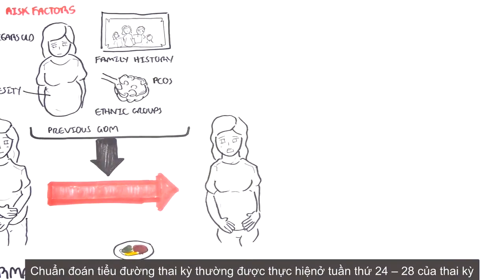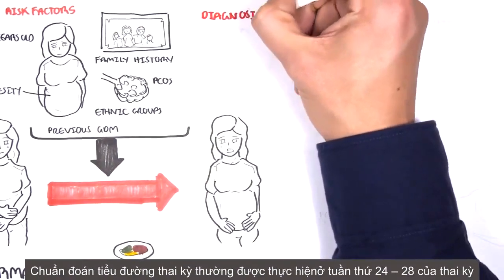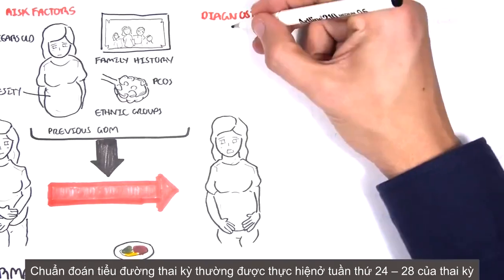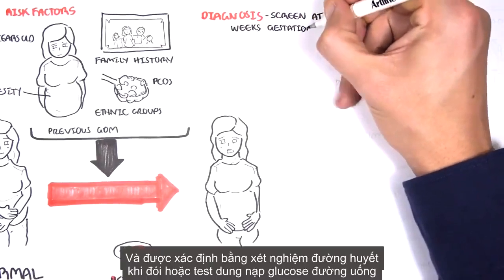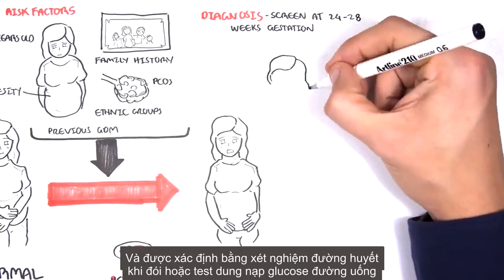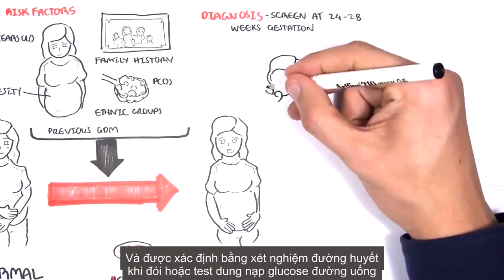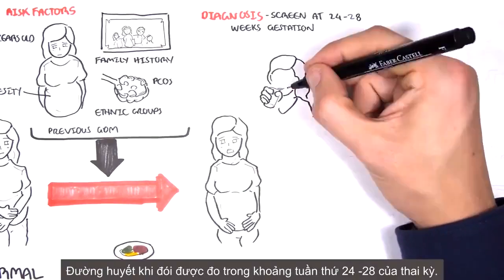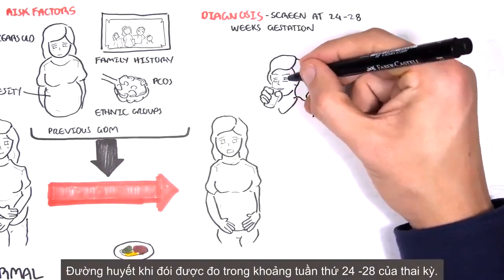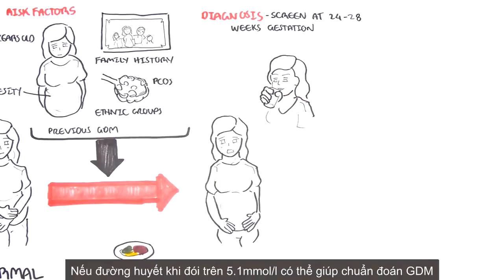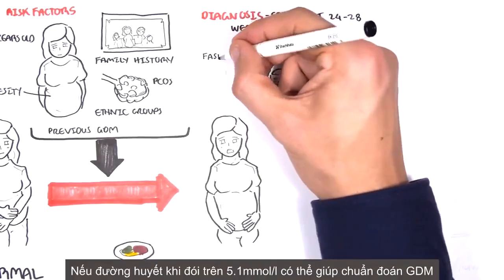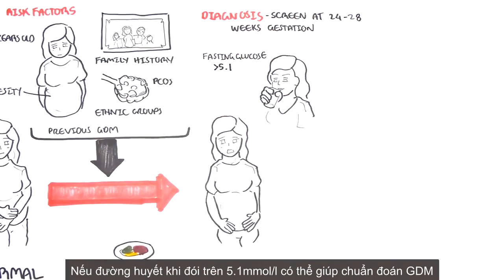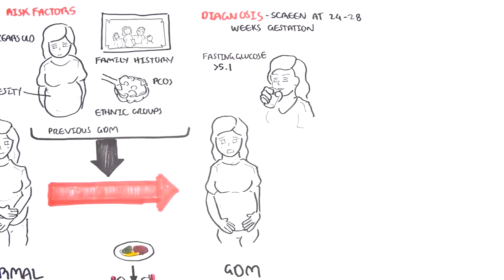The diagnosis of gestational diabetes is actually done during screening at 24 to 28 weeks, roughly, gestation. And this is done with a fasting blood glucose or with the oral glucose tolerance test. A fasting blood glucose is measured between weeks 24 to 28 weeks. A fasting blood glucose of greater than 5.1 millimoles per liter can help diagnose GDM.